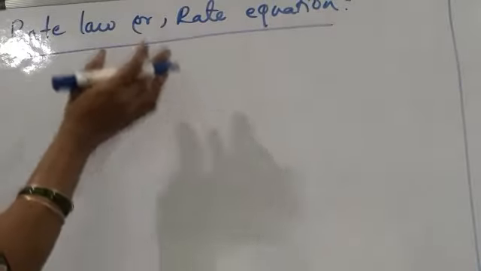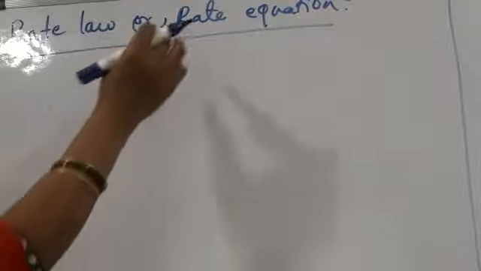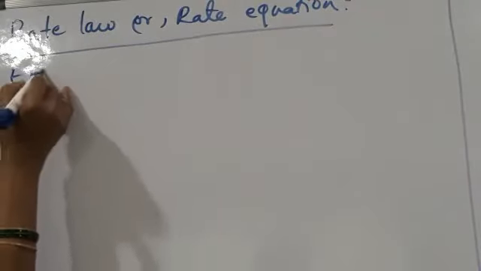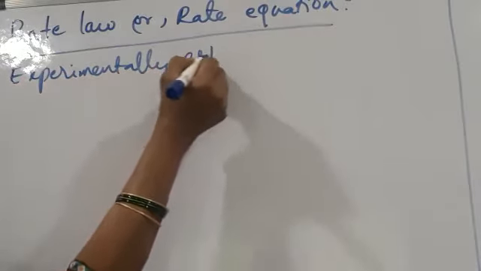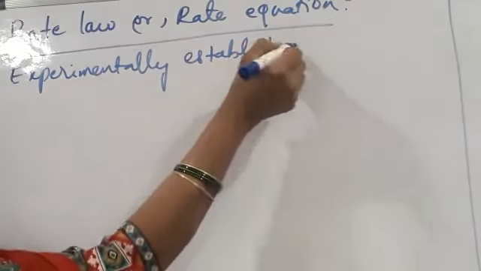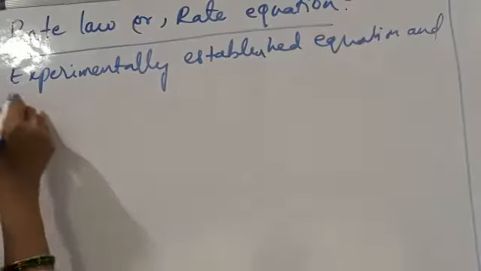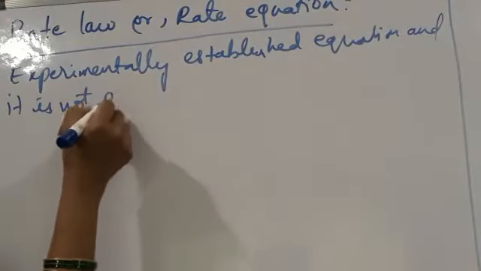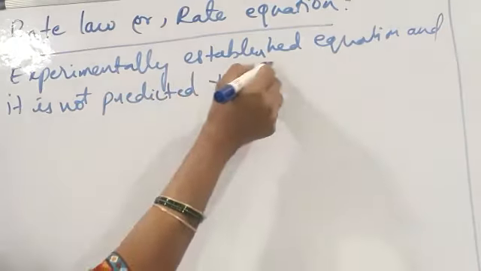And rate law or rate equation is a purely experimentally established equation. This is very, very important. This is not determined theoretically. It is not predicted theoretically. So rate law or rate equation is an experimentally established equation, and it is not predicted theoretically.